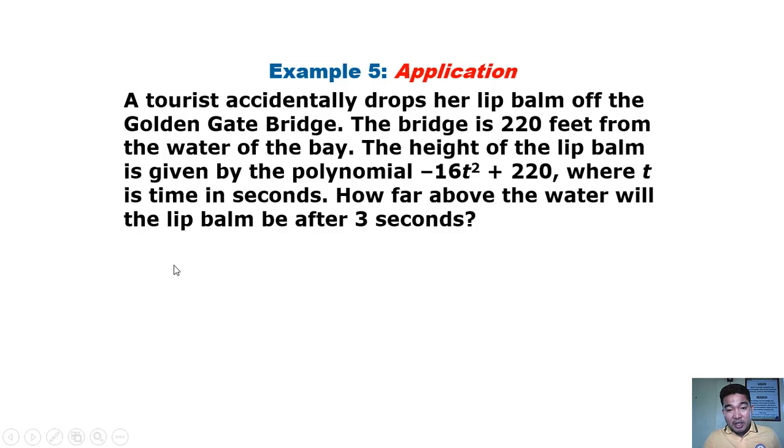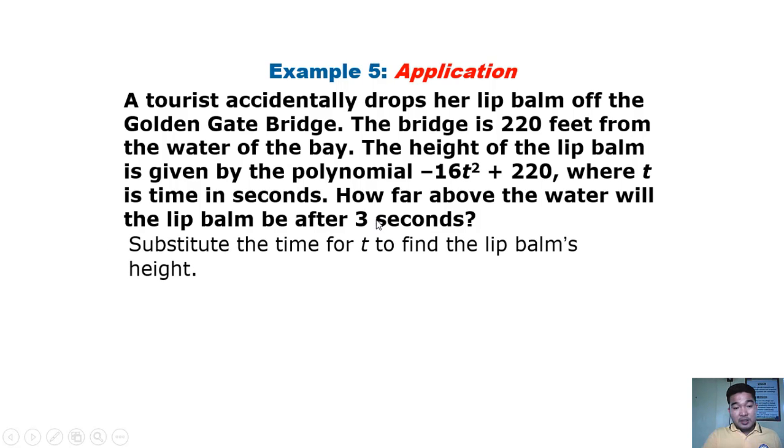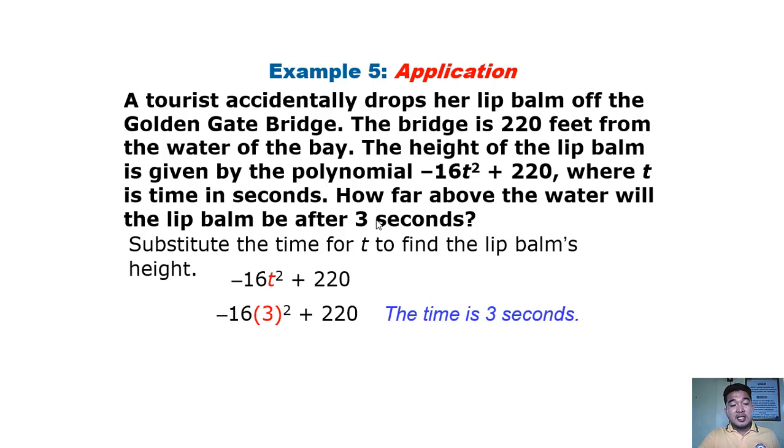So using this polynomial, yung negative 16t squared plus 220, hahanapin natin how far above the water will the lip balm be after 3 seconds. So papalitan lang natin yung t dito na 3. So substitute the time for t to find the lip balm's height. So you will have negative 16 times 3 squared plus 220. Ayun na, si t, pinalitan natin ng 3.